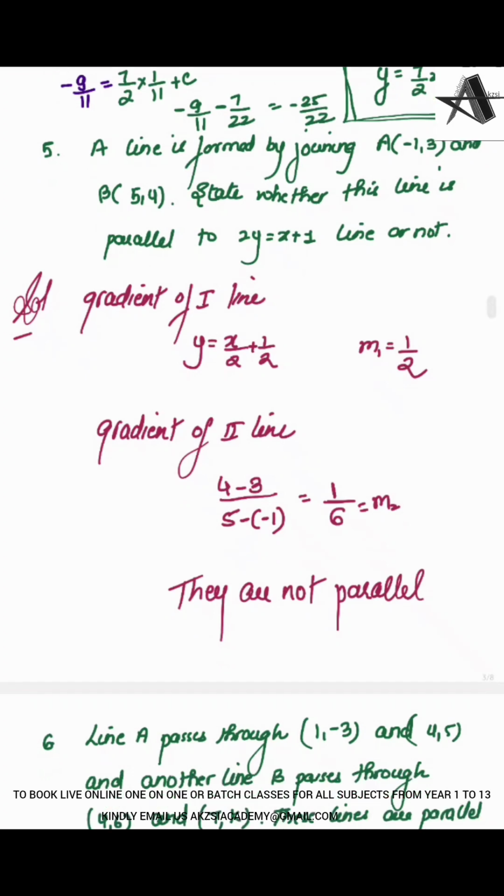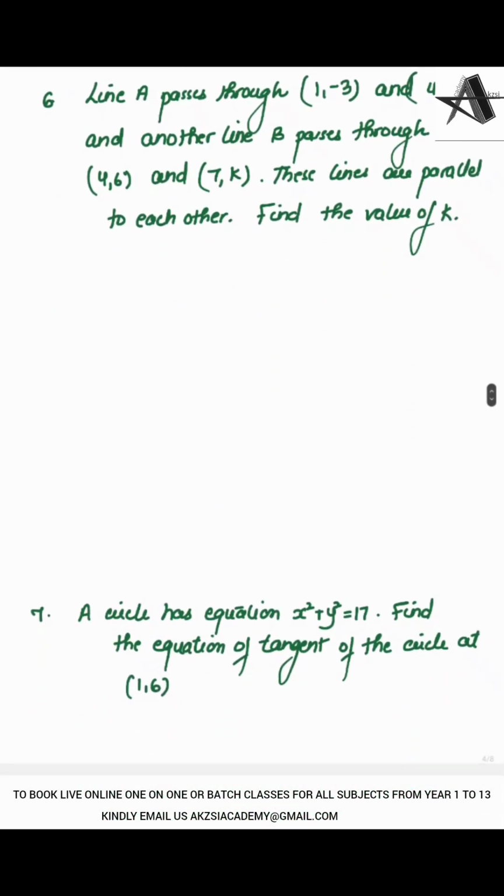Moving on to the next question. Question number 6 says line A passes through 1, -3 and 4, 5. And another line B passes through 4, 6 and 7, 8. These lines are parallel to each other. We have to find the value of K.